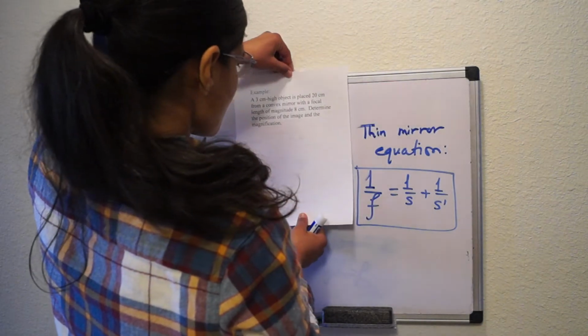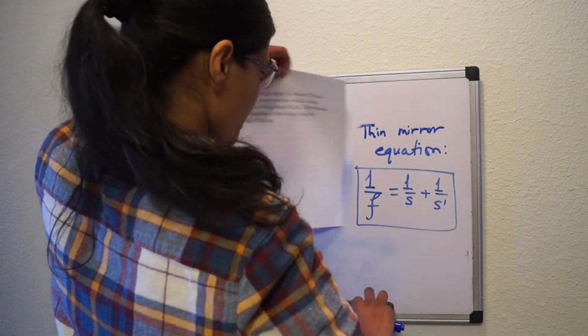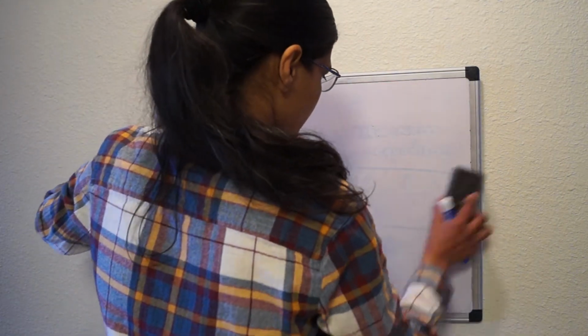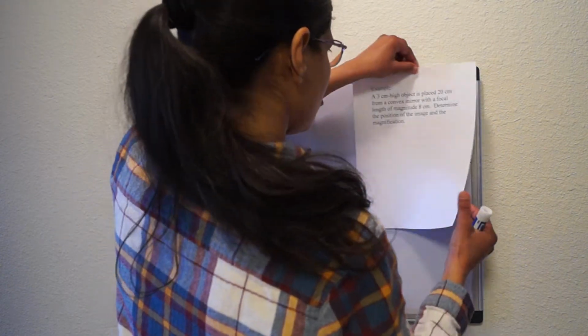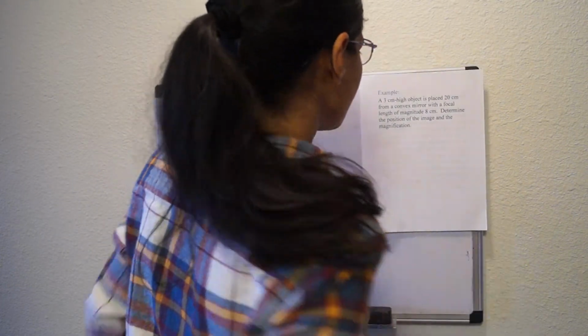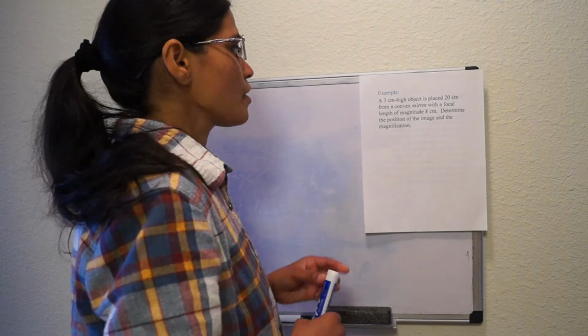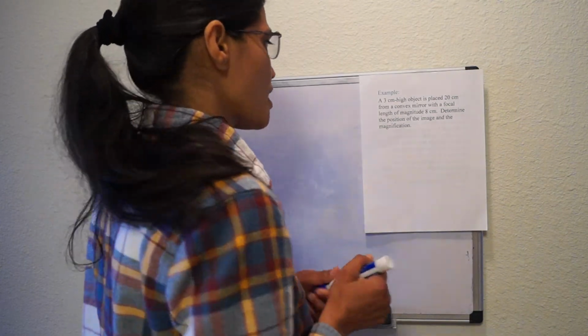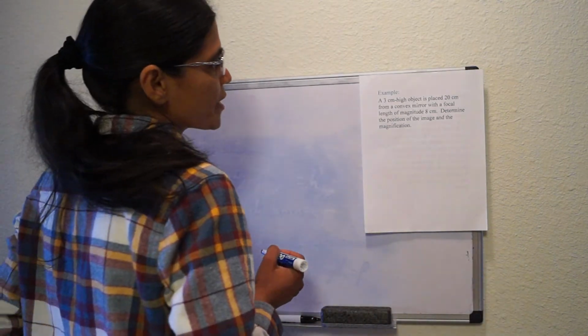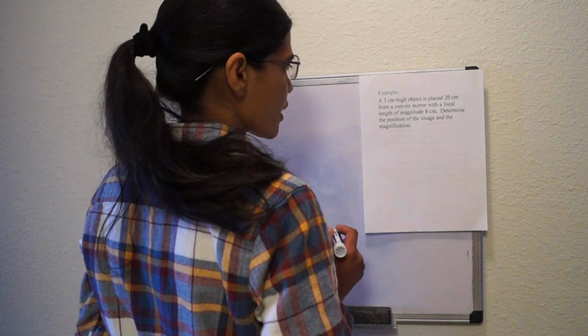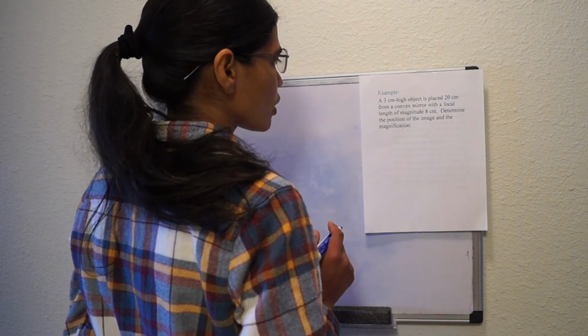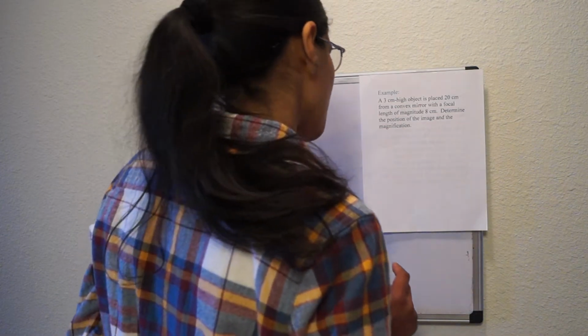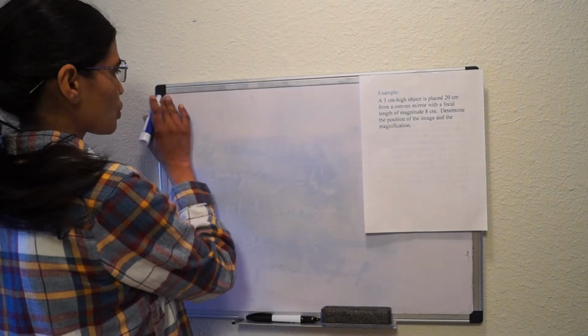So I'm going to read this, I'm going to erase this also. Let's see. So example, a 3 centimeter high object is placed 20 centimeter from a convex mirror with a focal length of magnitude 8 centimeter.